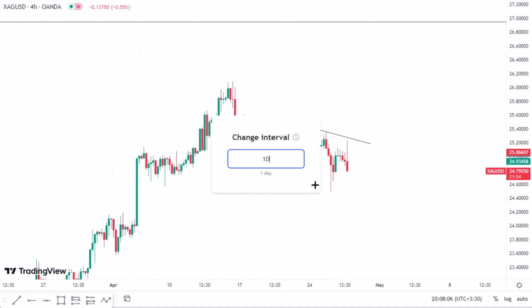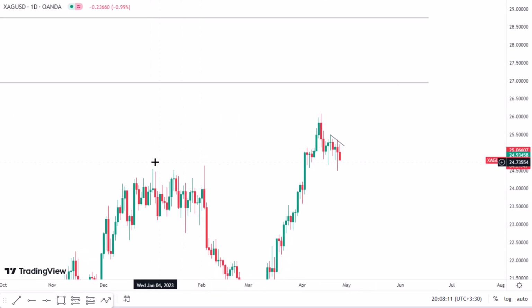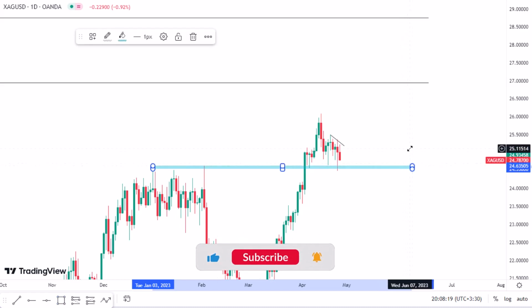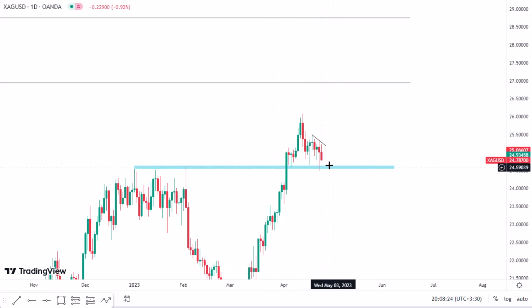But if we check the daily time frame, let's see if we have anything or not. We have this support again, which I deleted in my previous analysis. You can see the price is reacting to this support and making some nice pin bars, showing that buyers are actually ready to buy silver somewhere here. You can see some pin bars on this one here, and the recent one, this one.